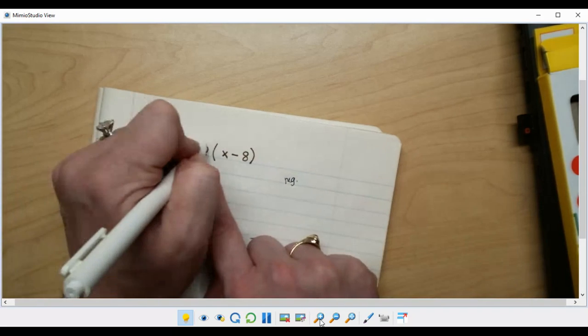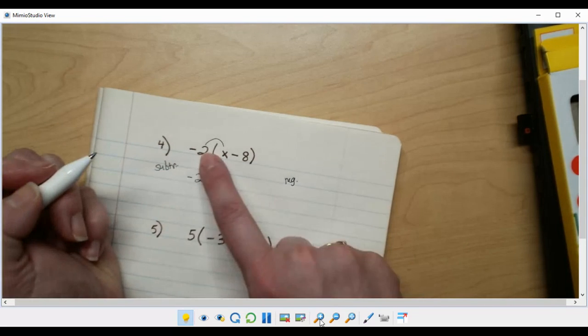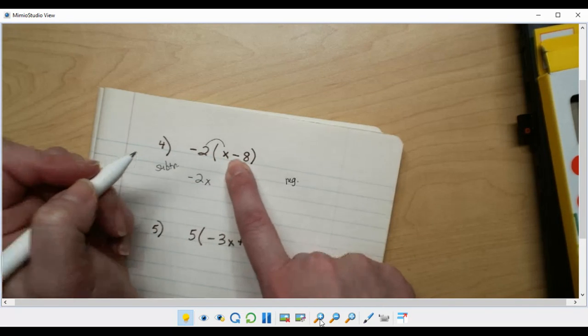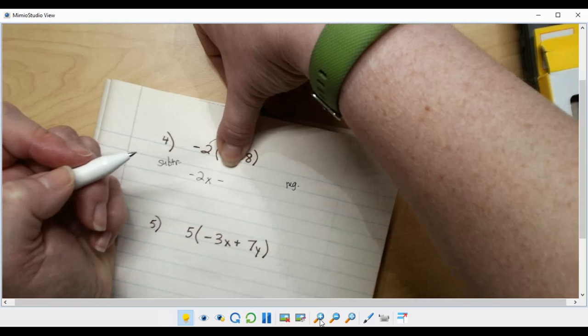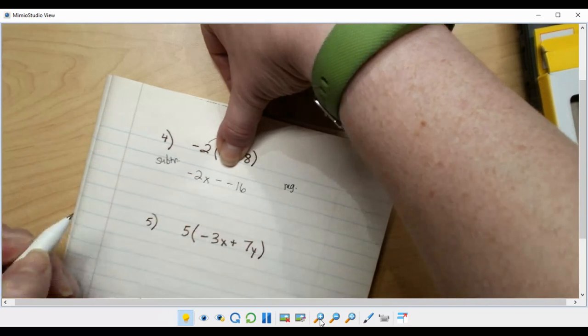Okay, so we're going to do the -2 times x, right? 2 times x is 2x. Keep the sign because there's only one sign. I'm going to keep this as a subtraction sign. So now I'm doing -2 times 8, which is -16.